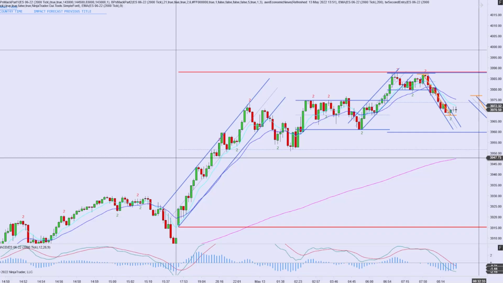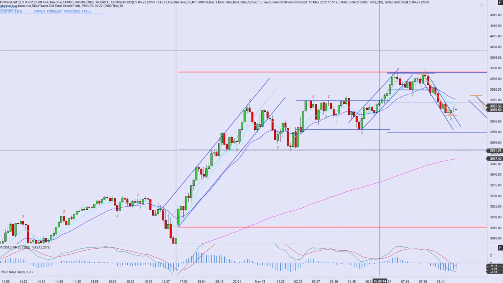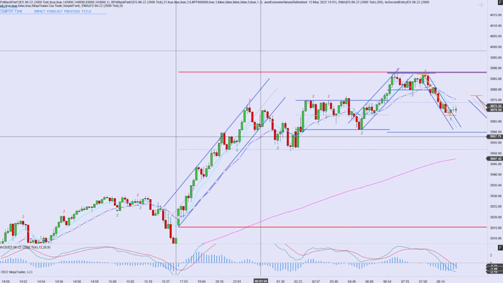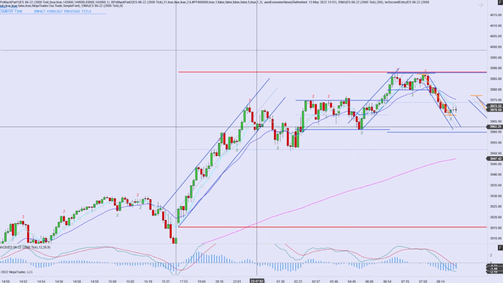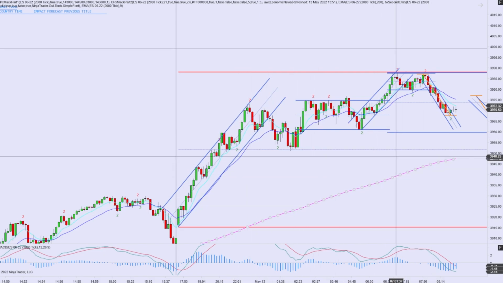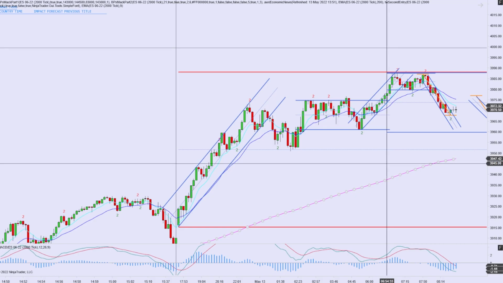Hey, good afternoon. Today is May 13th, 2022. We're looking at a 2000 tick chart for the E-mini S&P 500 futures market. We have a 21 EMA indicator here in blue, 9 EMA indicator in cyan, and a 200 EMA indicator in magenta. We use technical analysis, price action, overall market context in order to place our trades.